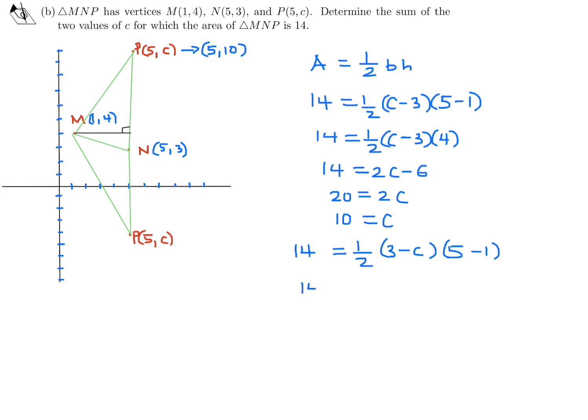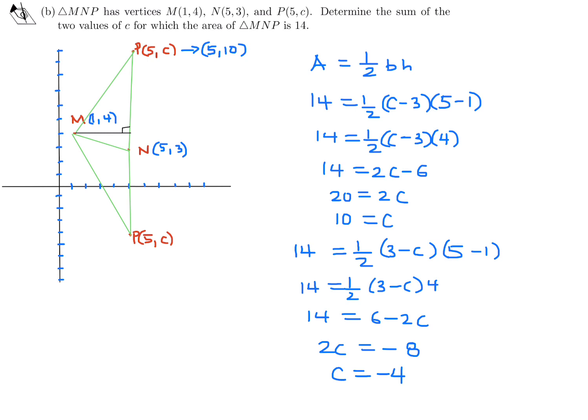All right, so let's see what we get here. We get pretty much the same thing. This is 4 times (3 minus C), equals 14. 4 divided by 2 is 2, so we have 6 minus 2C equals 14. 2C is equal to 6 minus 14, so that's minus 8, and therefore C is minus 4.